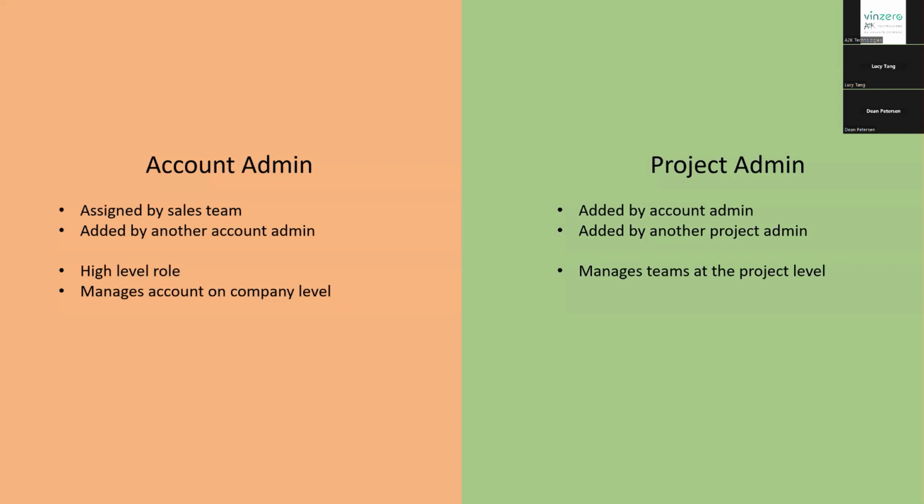There are two types of administrators. You have your account admins and your project admins. The very first admin you have will be your account admin. Your first account admin would be the purchaser of the product, so they are assigned this role by the direct sales team. Additional account admins can then be added.